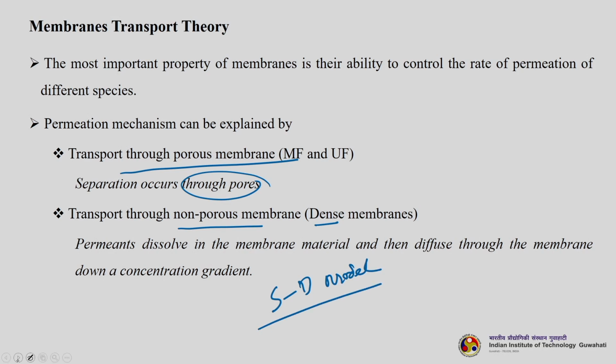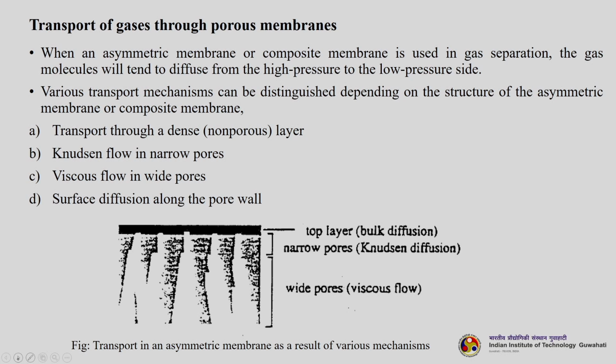Okay. So, transport of gases through porous membrane. When an asymmetric membrane or composite membrane is used in gas separation, the gas molecules will tend to diffuse from the high pressure to the low pressure side. Now, various transport mechanisms can be distinguished. You can have Knudsen flow in narrow pores, viscous flow in wide pores, and surface diffusion along pore walls.